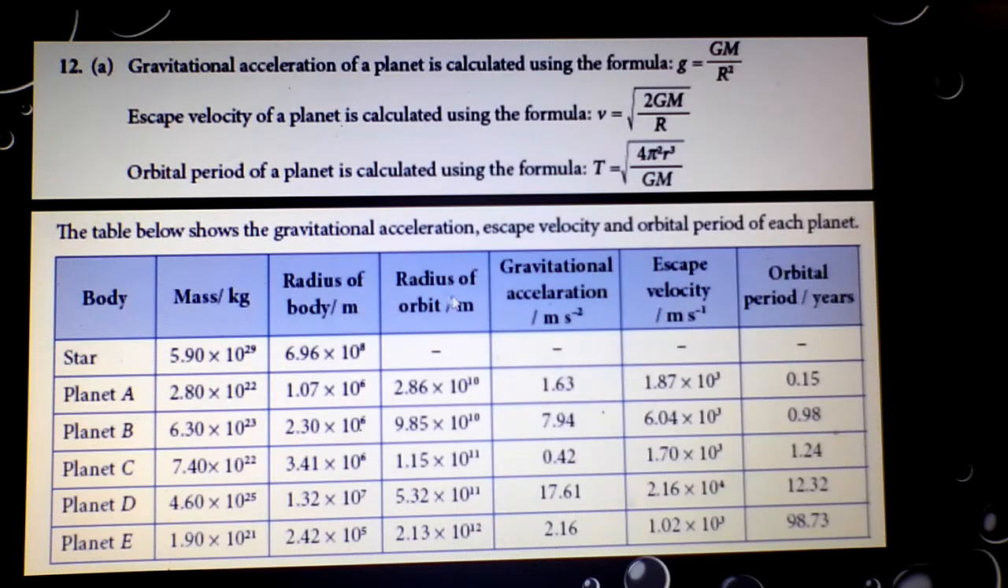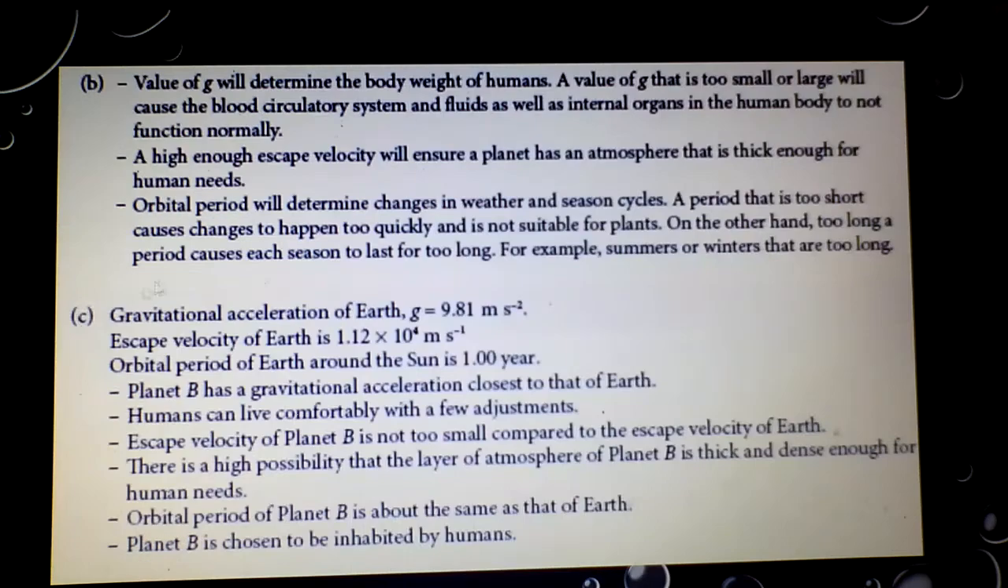So here we have calculated everything. We have gravitational acceleration, escape velocity, and orbital period. So we just use the information mentioned here. Gravitational acceleration of the Earth is equivalent to 9.81 meters second negative 2. Escape velocity of the Earth is 1.12 times 10 power 4 meters second negative 1. Orbital period of Earth around the Sun is 1 year.